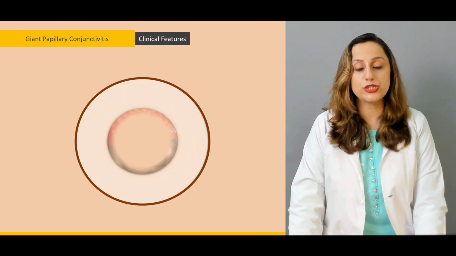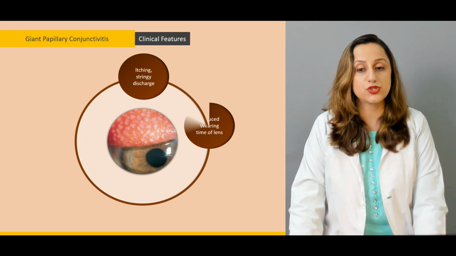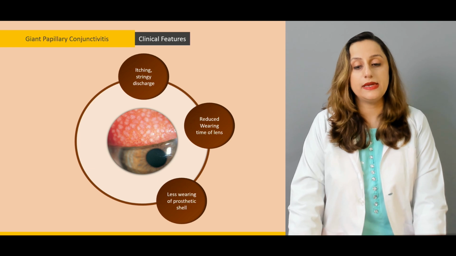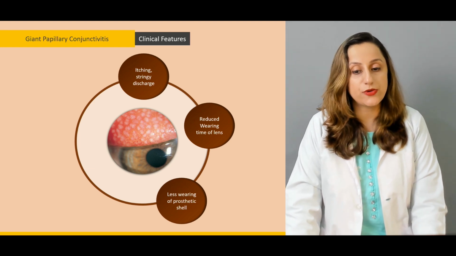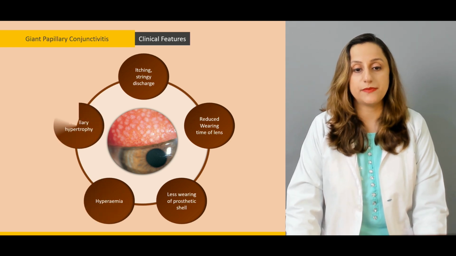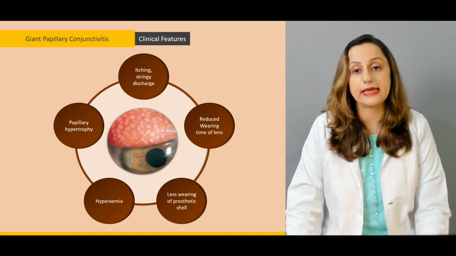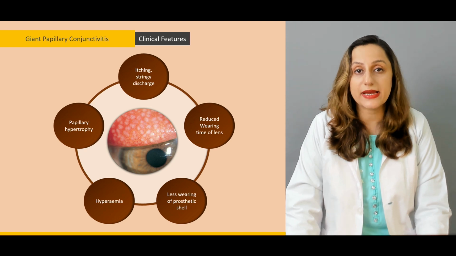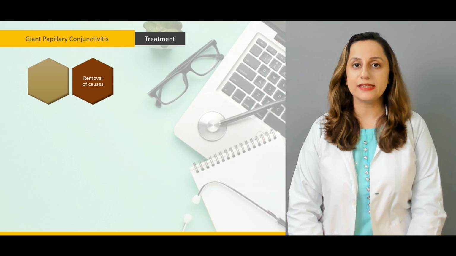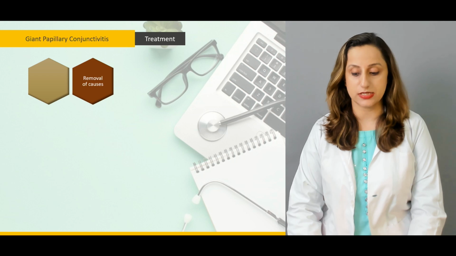The clinical features would include itchiness, stringy discharge, and the patient would also complain of reduced wearing time of lenses. We'd be seeing less wearing of the prosthetic shell, or hyperemia that is observed by the patient, and then the papillary hypertrophy, which is one of the important signs that we're looking for whenever we are suspecting giant papillary conjunctivitis. The treatment for this basically includes the removal of causes.